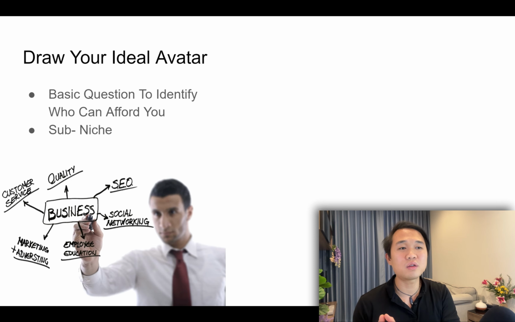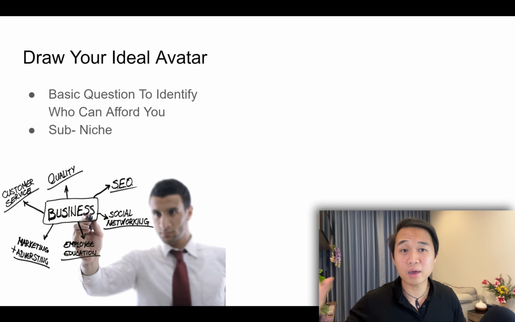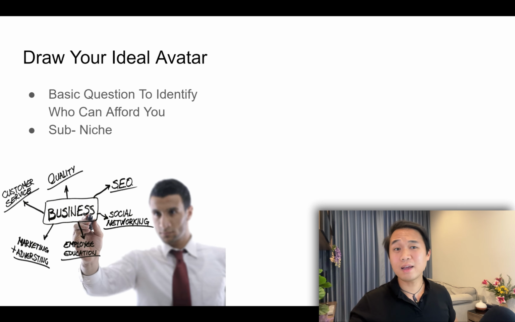So you want to be asking yourself a basic question on who can afford your service to begin with. Again, for example, real estate is quite competitive, so you may want to go sub niche from the get-go. To contrast that, for example, plastic surgeon, you probably don't want to go sub niche because the audience is going to be too small.